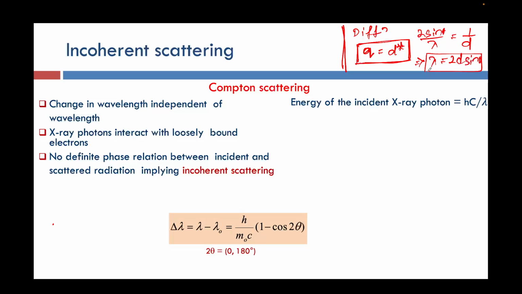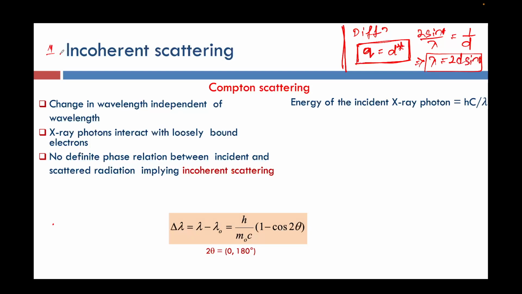So now we will go a little bit in depth into the scattering phenomena. We have studied that when X-rays are incident on a material, some amount of absorption happens, and simultaneously lots of scattering also happens. Those scatterings are of two types: one is incoherent scattering, another one is coherent scattering.